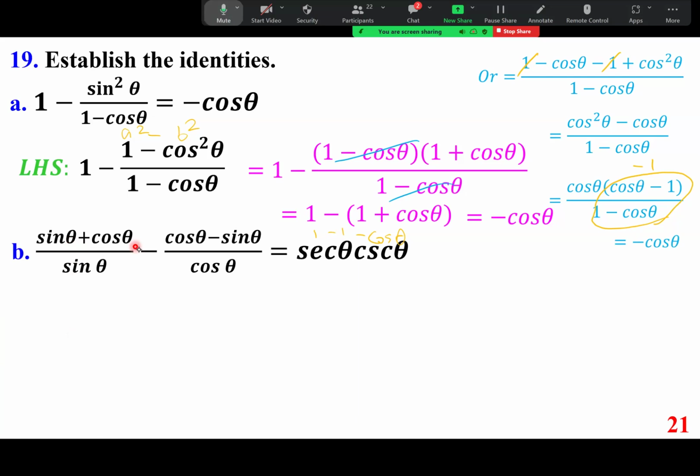Sine theta plus cosine theta over sine theta minus cosine theta minus sine theta over cosine theta is secant theta cosecant theta. Clearly, the left-hand side is the more complicated side. And most of the time when you're dealing with fractions, LCD, and you're adding up, subtracting, and so forth, LCD will do the job. Clearly, LCD is the product of these two, sine theta, cosine theta, in any order.